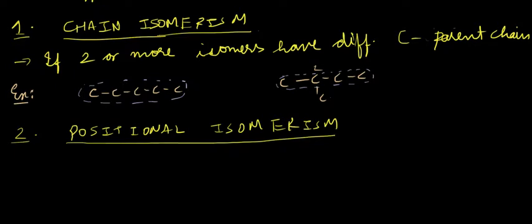So in positional isomerism, if two or more isomers have a change in position of a multiple bond or locants, which are nothing but substituents or functional groups, then they are known as positional isomers.